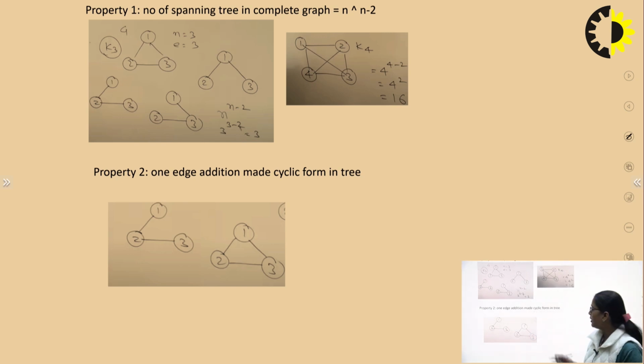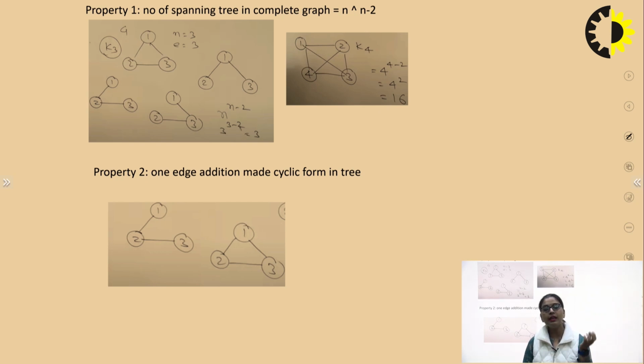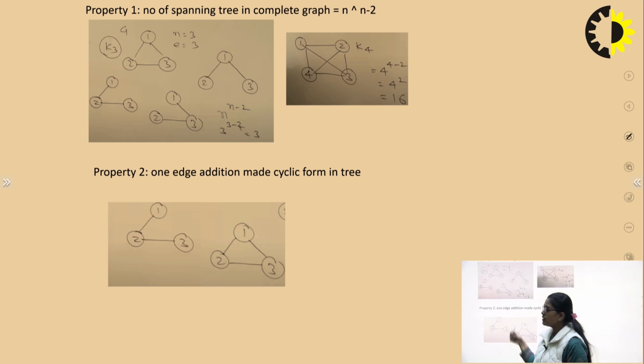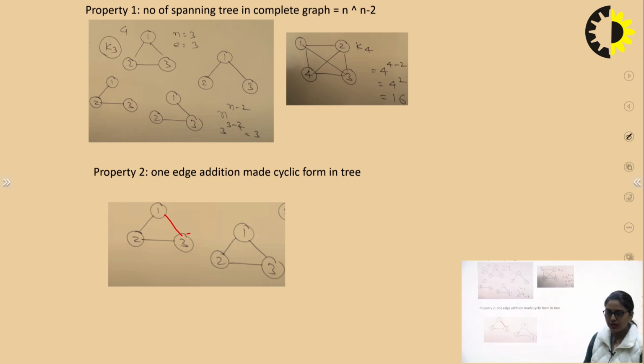So property number 2: one edge addition makes the tree cyclic. Suppose we are making a spanning tree from a graph. If we add any edge to the spanning tree, it makes the spanning tree cyclic. So if this is a spanning tree and I add one edge, it will create a cycle over here. So this is property number 2.